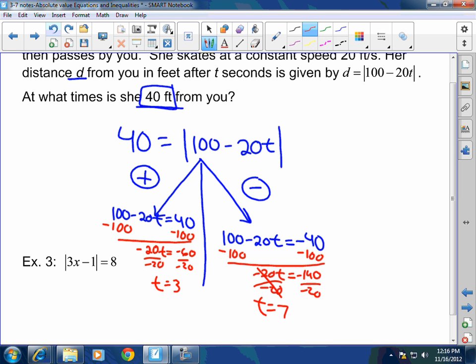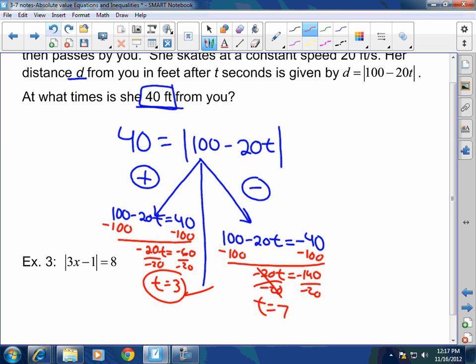Now, we got to check it. Let's check when t is 3. What's 20 times 3? 60, right? What's 100 minus 60? What's the absolute value of 40? The absolute value of 40 is -40? Is that what somebody told me? Absolute value can never be negative. It's a distance from 0. You can never have a negative distance. So what is the absolute value of -40 again? Or of 40? So 40. It works. You made the same mistake again, son.